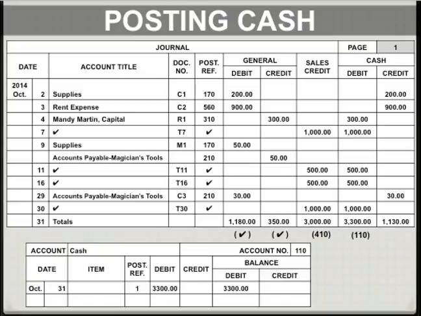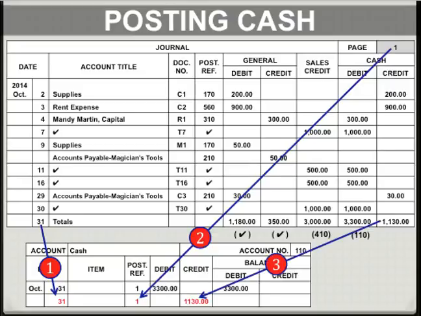First, record the date located on the journal line for the cash credit column total in the date column of the cash account. Second, write the journal page number in the post reference column of the account. Third, write the column total in the credit amount column in the cash account. Fourth, write the new account balance.